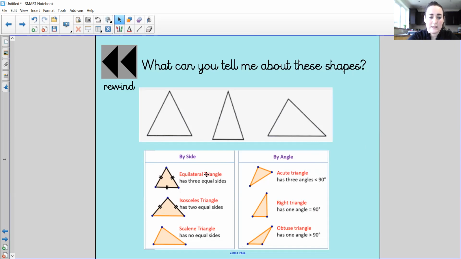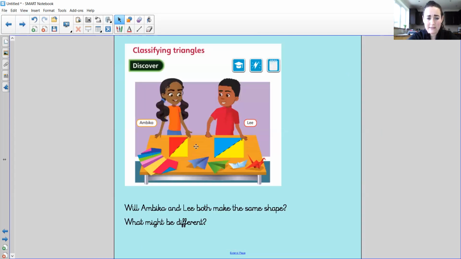We're going to be looking at the words equilateral, isosceles, and scalene. These are three different types of triangle. Okay, this is where we're going to move on to our discover. So this is the bit where it is our turn. Okay, so we've got classifying triangles. That's what we're going to be doing today. We're going to be looking at these different triangles and classifying them, ordering them in a particular way. To classify means to sort, to order.